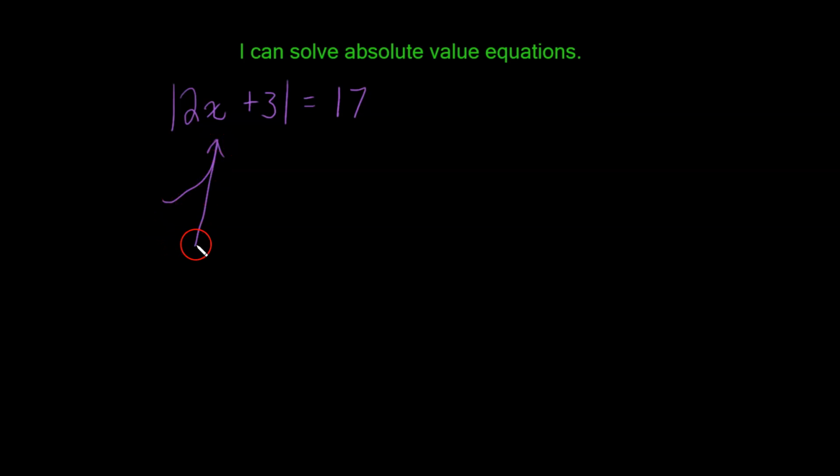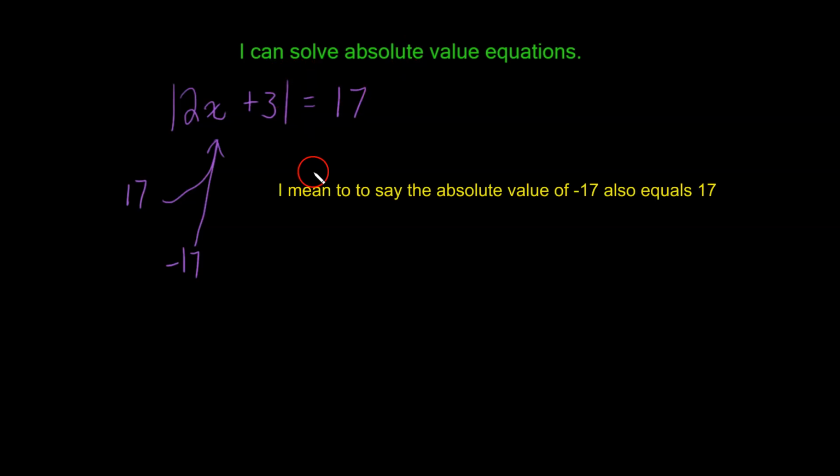Well, we know that two things could go in. Both 17 or negative 17 could go in here. If 17 was between these absolute value signs, the absolute value of 17 equals 17, as well as if negative 17 is in here, the absolute value of negative 17 also equals 17. So what we need to do is set up two different equations right here.